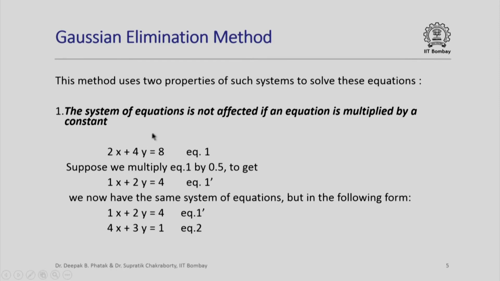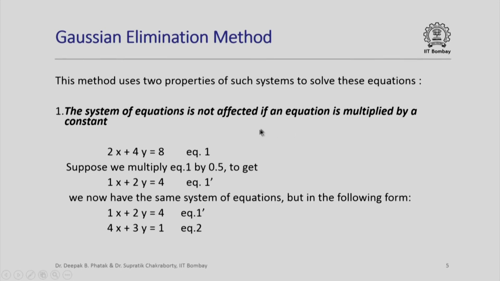We all know how to solve this, but a specific method which actually generalizes and systematizes the normal solution process is known as the Gaussian elimination method. This method uses two important properties of linear algebraic systems to solve such equations. The first, any system of equations is not affected if an equation is multiplied by a constant.